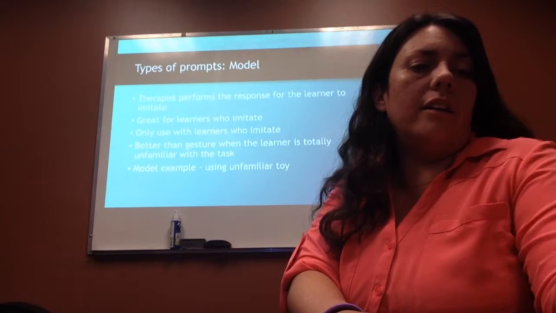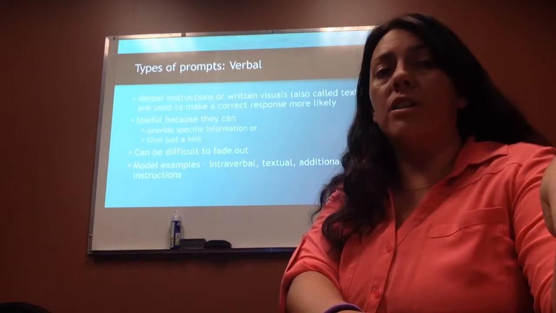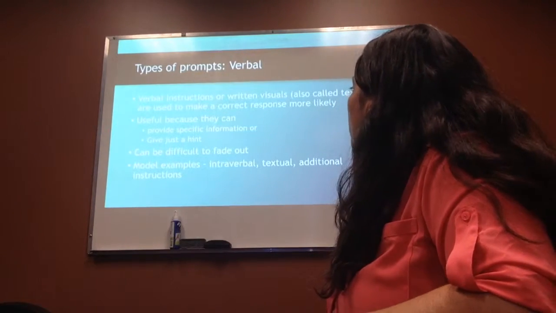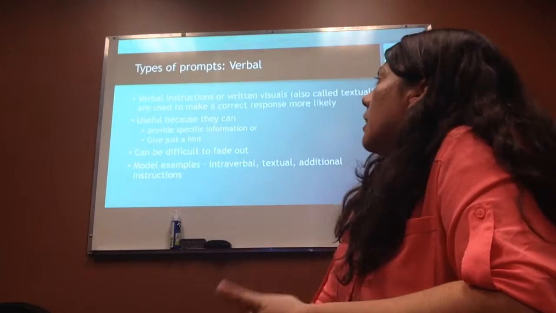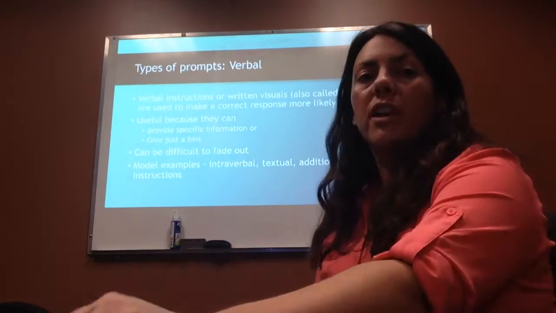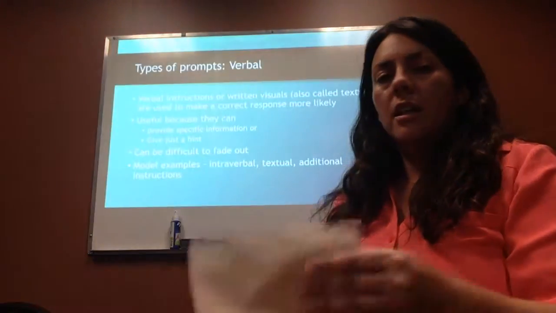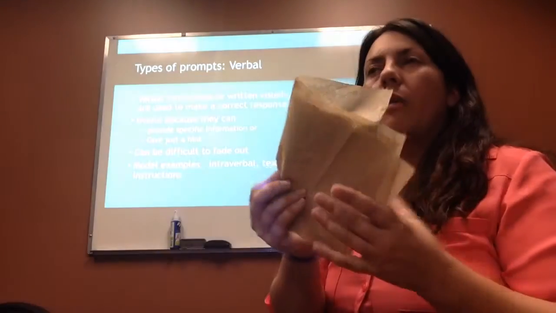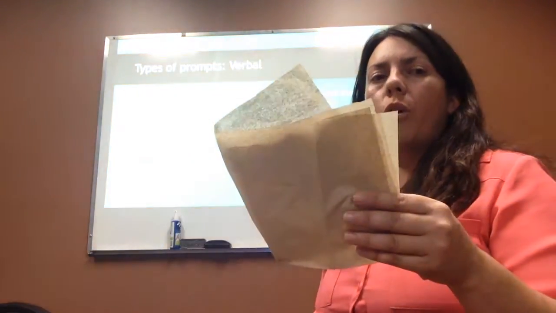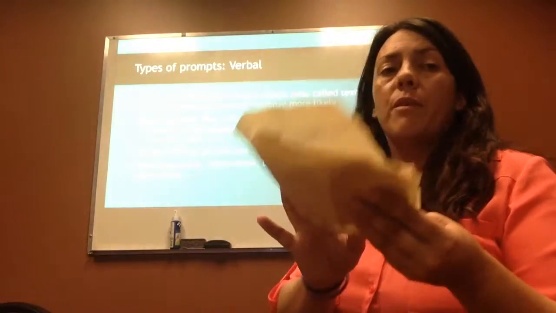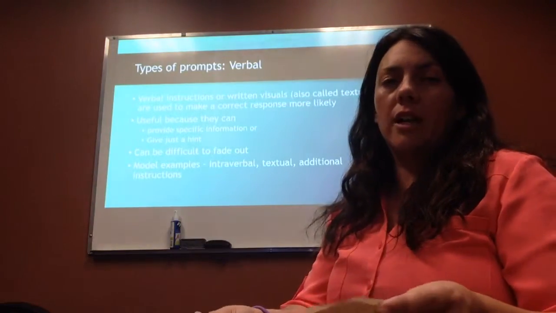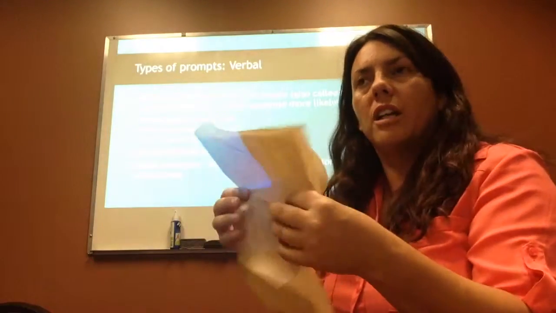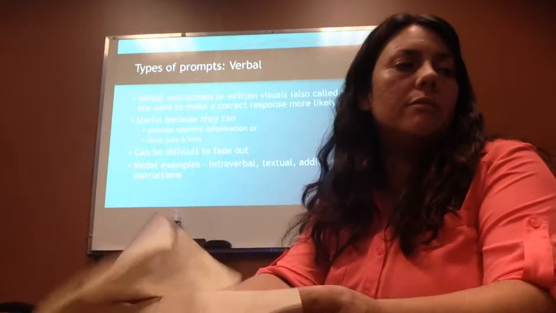And another one is verbal. Verbal instructions or written visuals can be used to make a correct response more likely. These are useful because they can provide specific information or just give a hint. So if you're trying to teach someone how to fold a napkin and they fold it kind of sloppy, there's not really a good way to use a gesture or a physical prompt to show them, unless you just have them redo it. But if you say, look at this, the corners don't match up, for a learner who can understand that, that's more effective than just telling them to redo it.